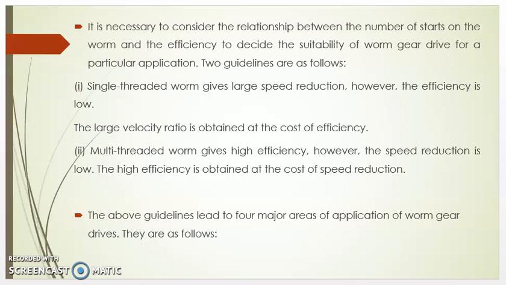First, single threaded worm gives large speed reduction, however the efficiency is low. The large velocity ratio is obtained at the cost of efficiency. Second, multi-threaded worm gives high efficiency, however the speed reduction is low. The high efficiency is obtained at the cost of speed reduction. The above guidelines lead to four major areas of application of worm gear drives. They are as follows.